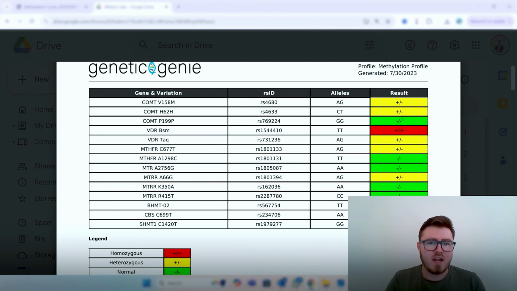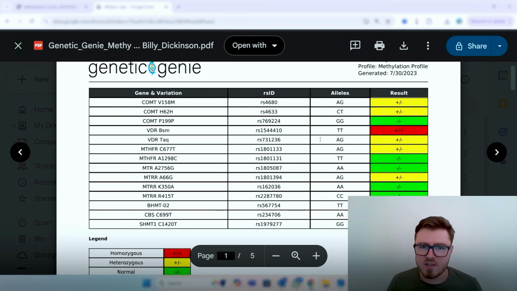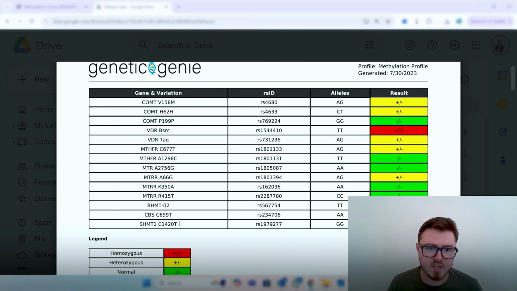And this is what I mean. I opened this and I saw all of these colors and all of these, like, COMT, VDR, MTHFR. I saw this and I just thought, no, that's for another day. I'm going to go through this with you in the context of undermethylation, overmethylation.